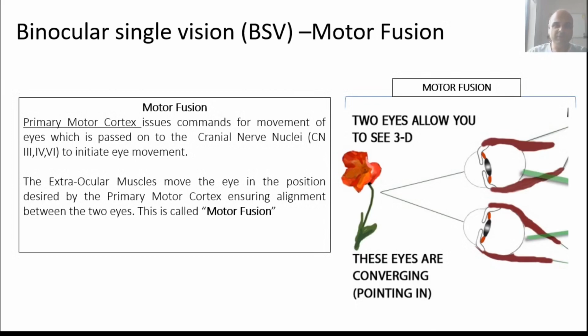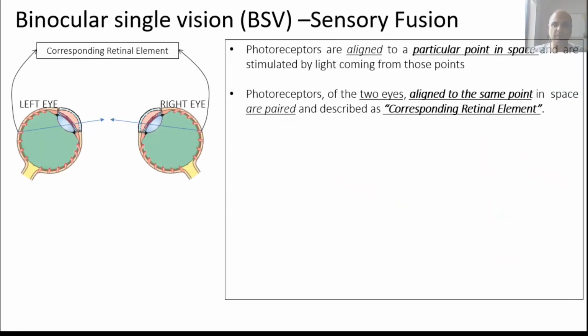So motor fusion is simply moving your eyes towards what you want to see. In this case, this person wants to look at this rose. So both of these eyes are converging and looking at the rose. And it's the motor cortex that issues these commands and sends them down to the extraocular muscles through the cranial nerves, third, fourth, and sixth. I'm sure you know LR6, SO4, O3. And then the eyes are moved to make your eyes move towards what you want to see, and that's motor fusion. Sensory fusion is slightly more involved.